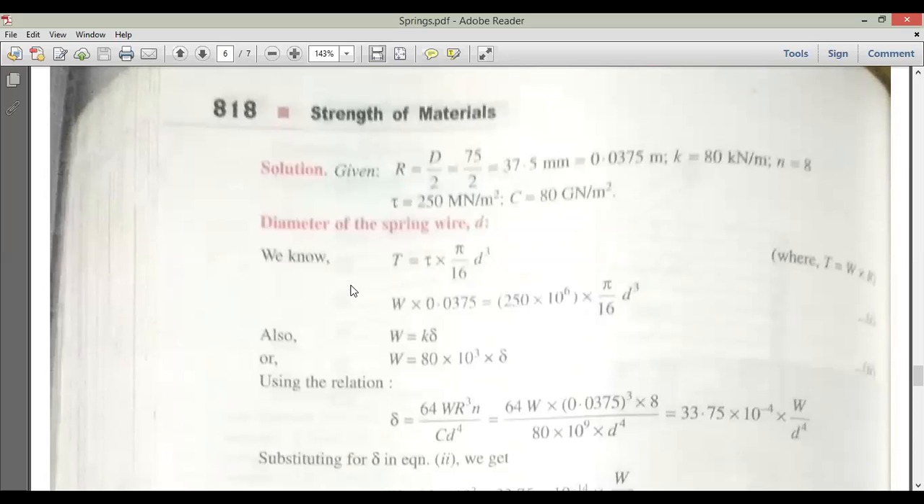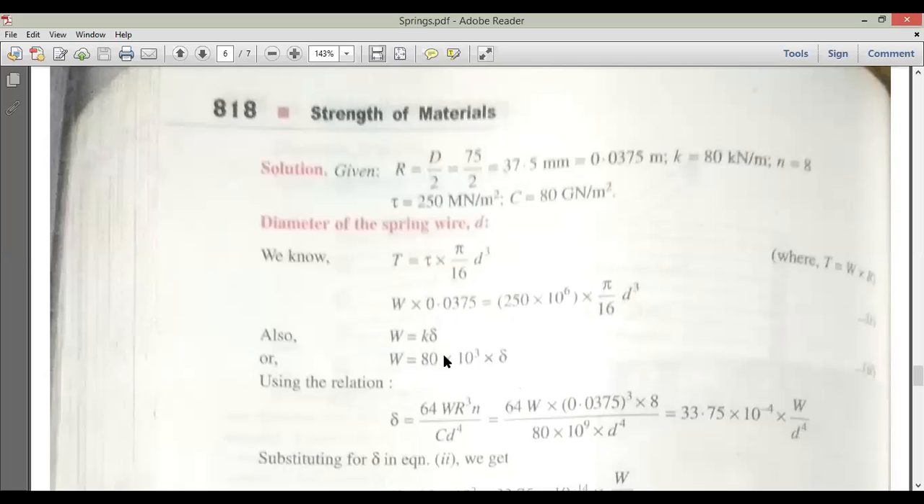Then, substituting these values, first of all we have to find the torque. Torque is tau into pi by 16 d cube. Substituting the maximum shear stress 250 meganewton, that is 250 to the power 6, then pi by 16 d cube. So we have to find the torque. Then after finding the torque, we'll be finding the work, that is W equal to K into delta, where delta is the expansion of the spring.